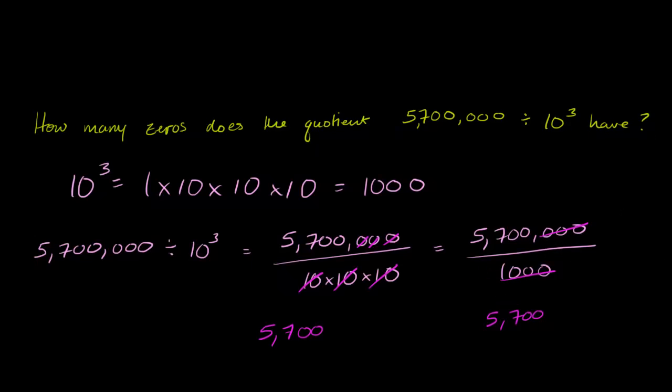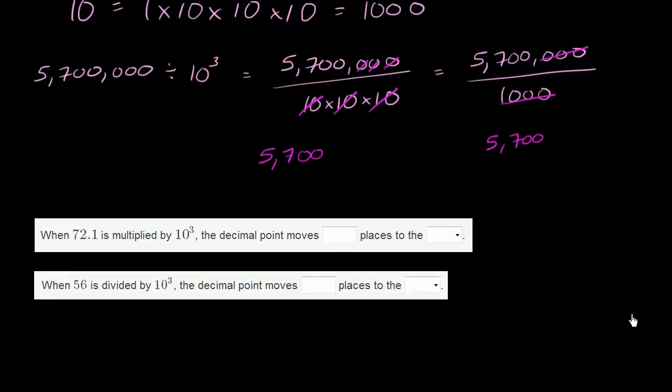Let's do another one. So I'll actually do a few. And these are the type of exact questions that you might see in the exercise. When 72.1 is multiplied by 10 to the third, the decimal point moves blank places to the blank. And in the exercise, you might see a drop down here. So remember, if you're multiplying by 10 to the third, as you're multiplying by 1,000, you're going to get a larger number. You're not going to get a smaller number.